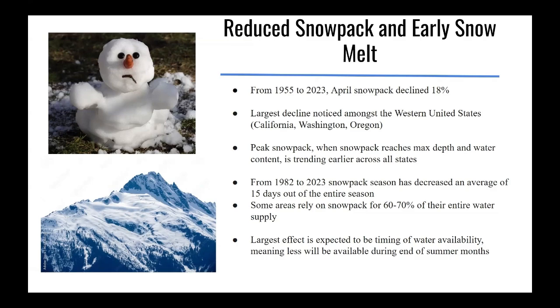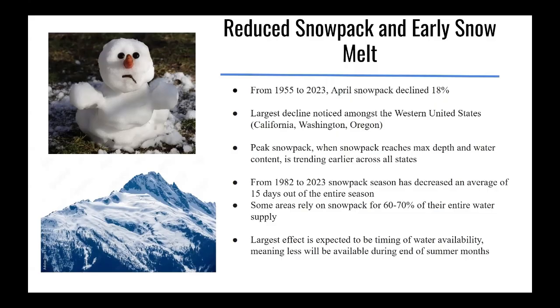The largest decline was noticed in the Western United States, so California, Washington, Oregon. That's also pretty significant because California is known to be a drought-prone state. So we can't really afford to be losing one of the largest sources of water, which is snowpack.